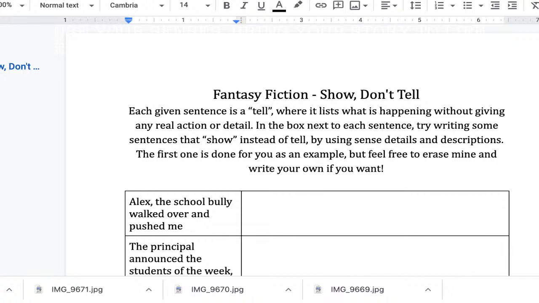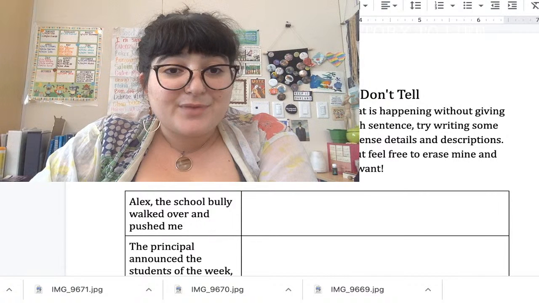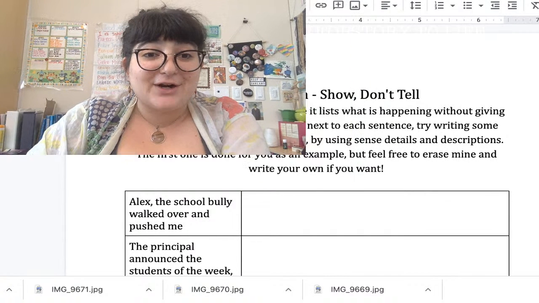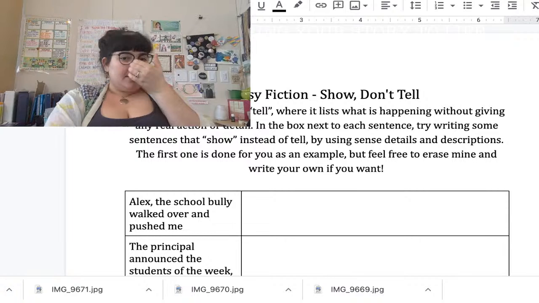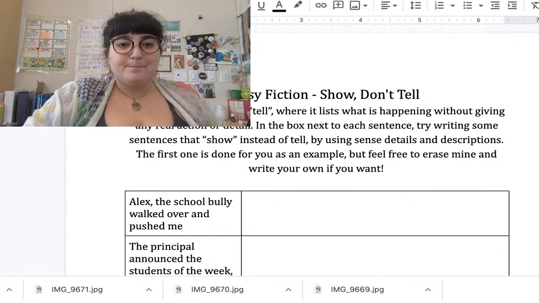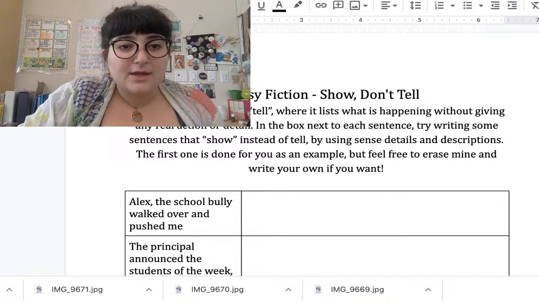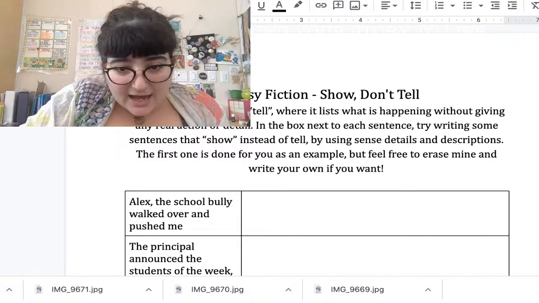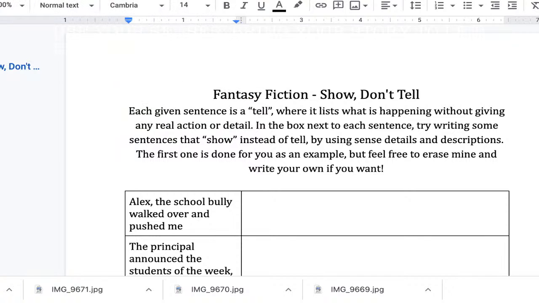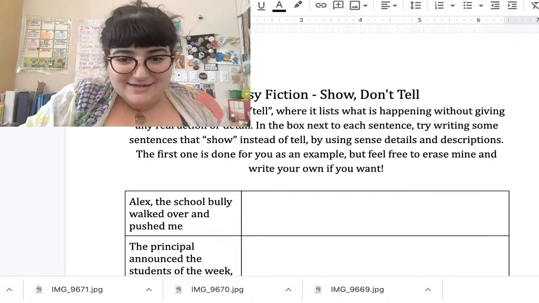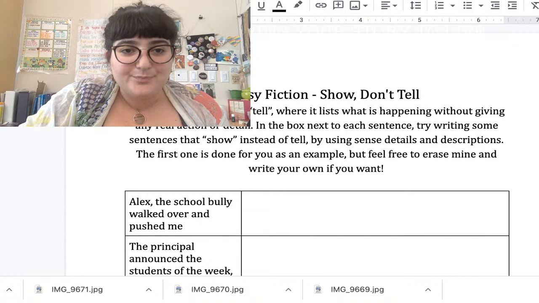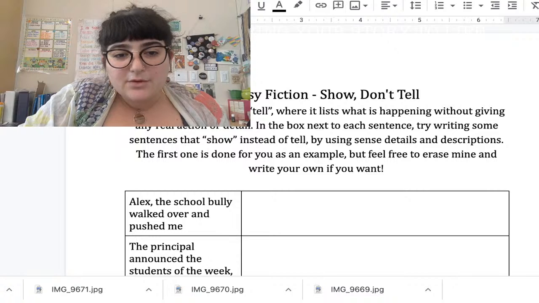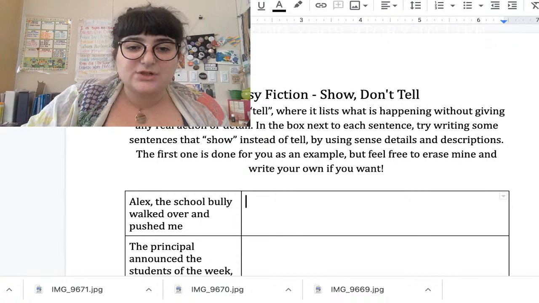And so now let's take a look at this example of a tell. Now, here we have a bully, right? Alex, the school bully, walked over and pushed me. This is listing what happened in many ways. And I want us to consider a few things here. We have a lot of options here. Sorry. There we go. Okay, we're in business. So here we have Alex, the school bully, walked over and pushed me.